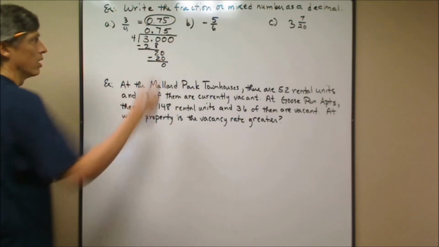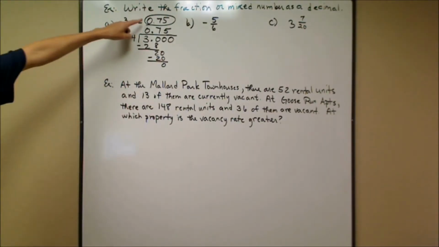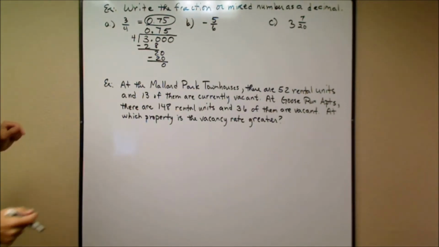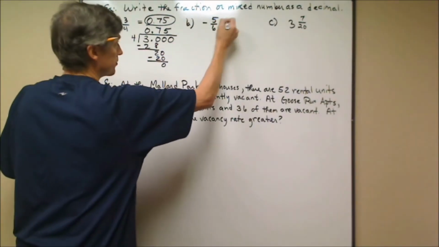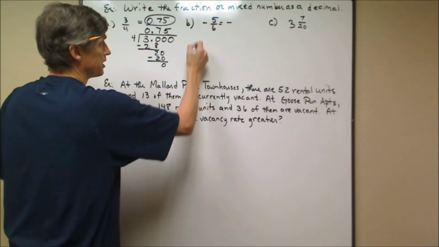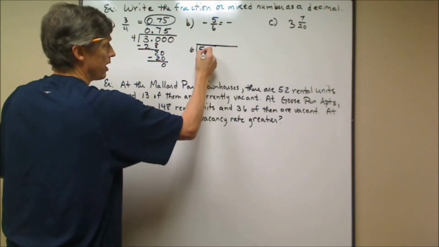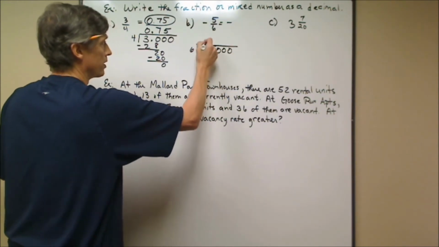This is what we call a terminating decimal. It stops after the second decimal place. Now, in the next example, I know it's negative. I'm going to divide 6 into 5, and I'll add some zeros. I'll bring the decimal point straight up.